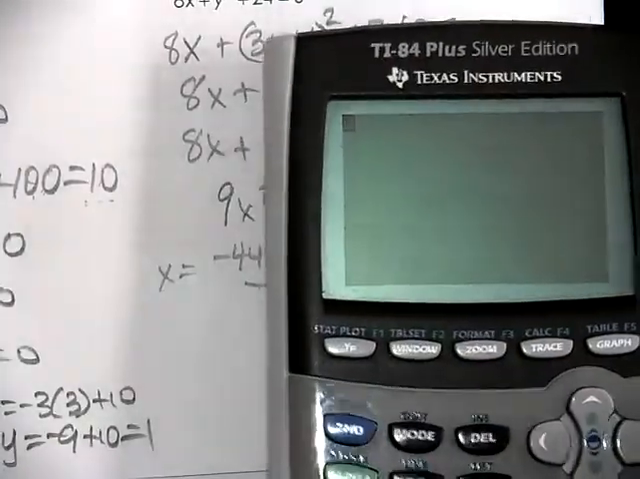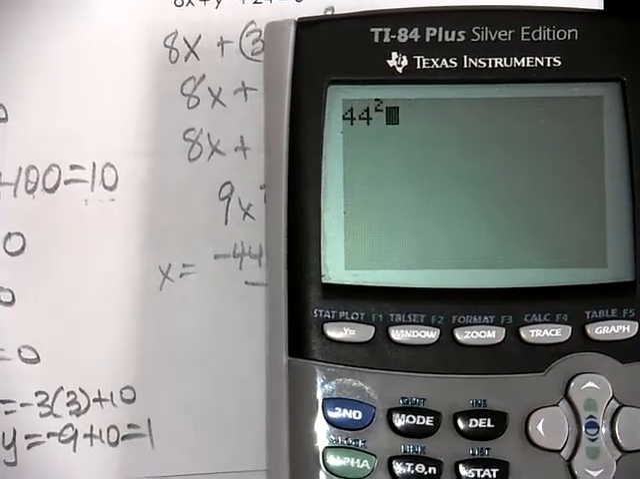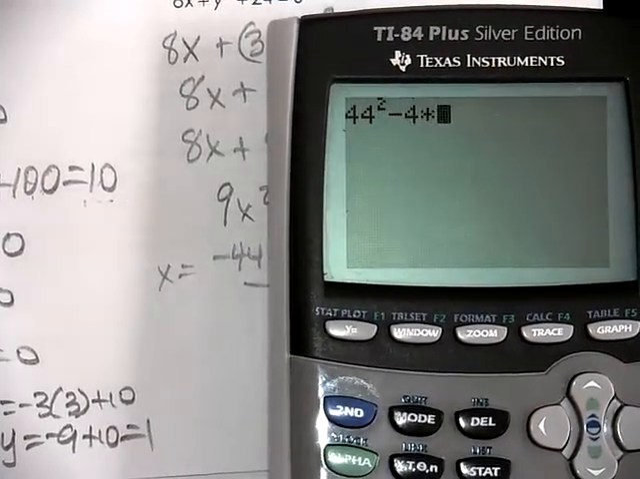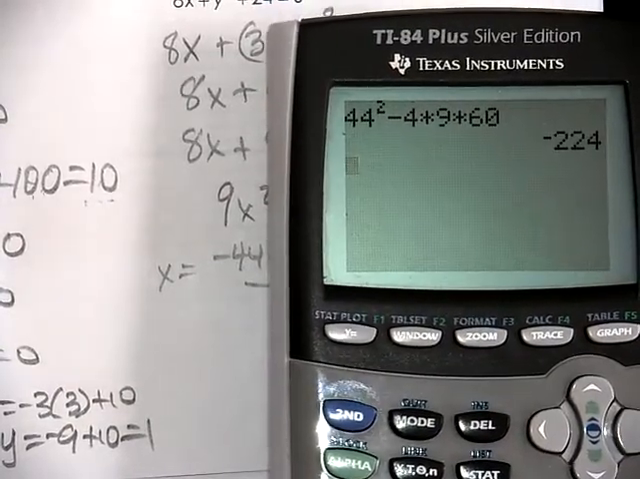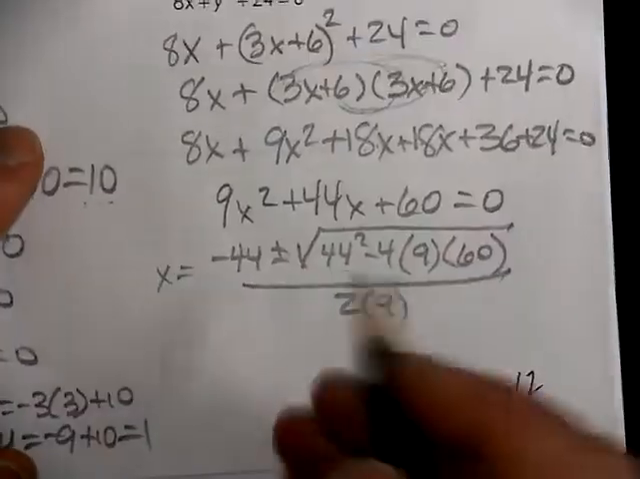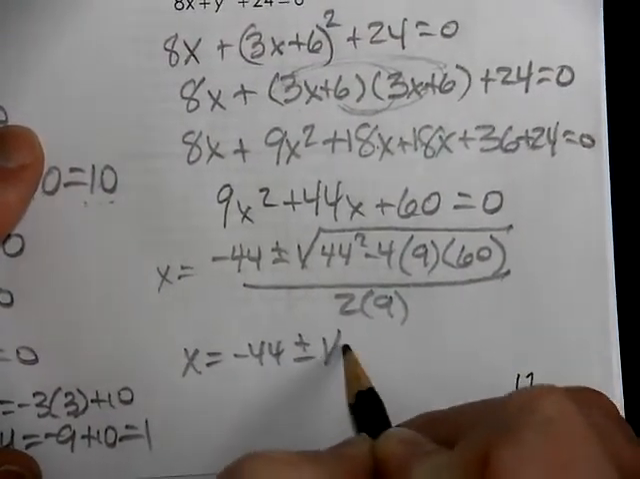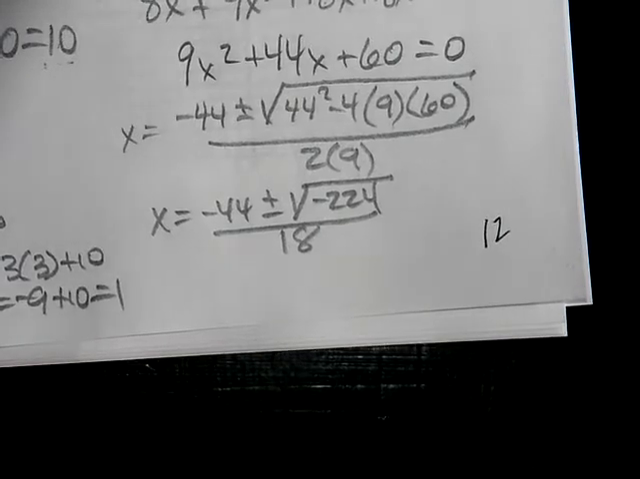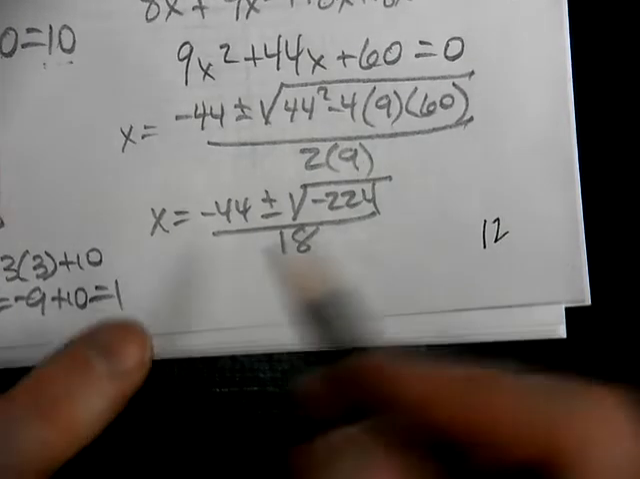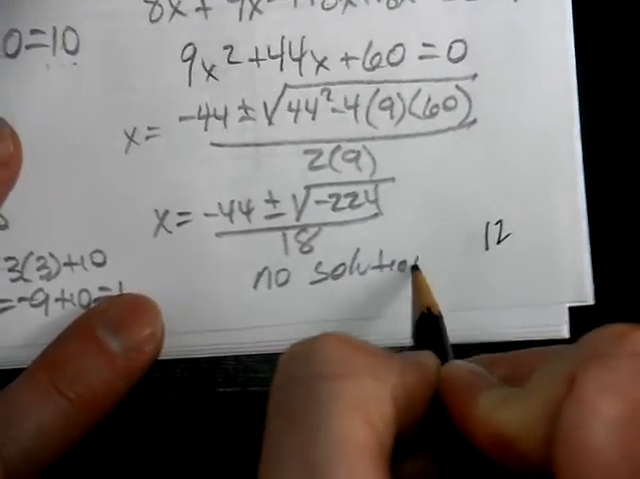So if you take your calculator and you do your discriminant, which was 44 squared minus 4 times a times c, you get a negative 224. So in terms of showing work, we could just stop right there. We don't need to play the imaginary number game. We can just say no solutions.